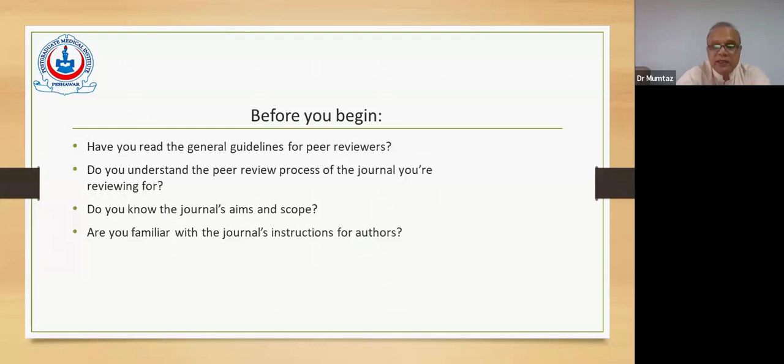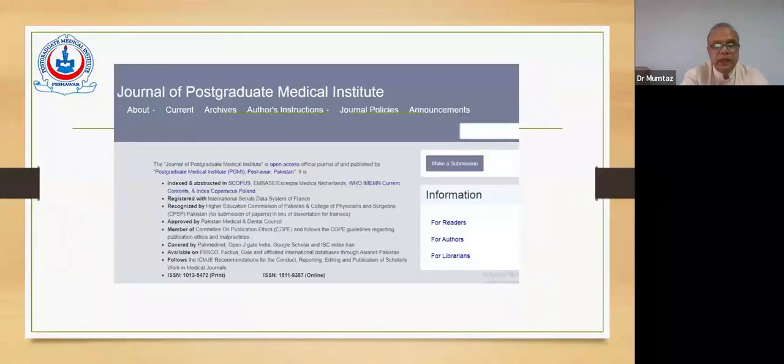Similarly, there are instructions to authors in every journal, and you should know about that, so that when you are reviewing the article, you know that authors are required to submit their articles in that particular format, and that content should be the same as per the journal's scope and requirement. Here, again, I have taken a screenshot from JPMI. There are author's instructions, you can see. So for a peer reviewer, this is very helpful if he or she reads out these things. Similarly, the journal policies. These two things should be considered first before embarking on a review.